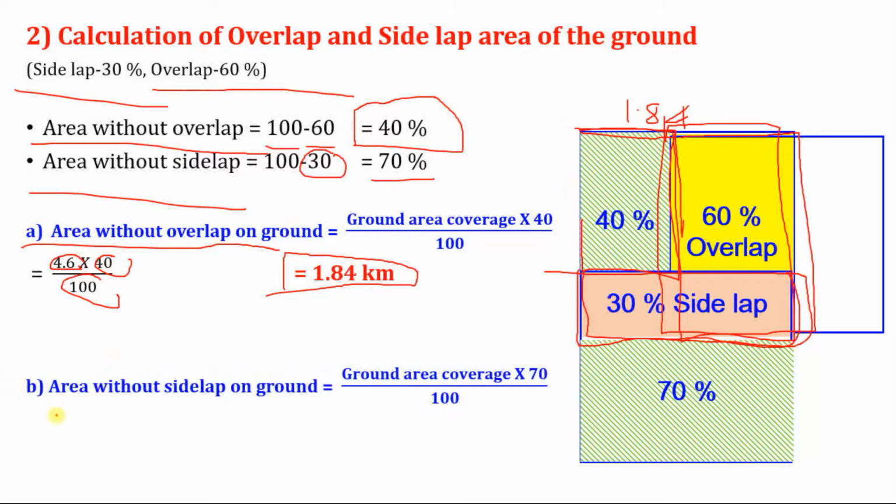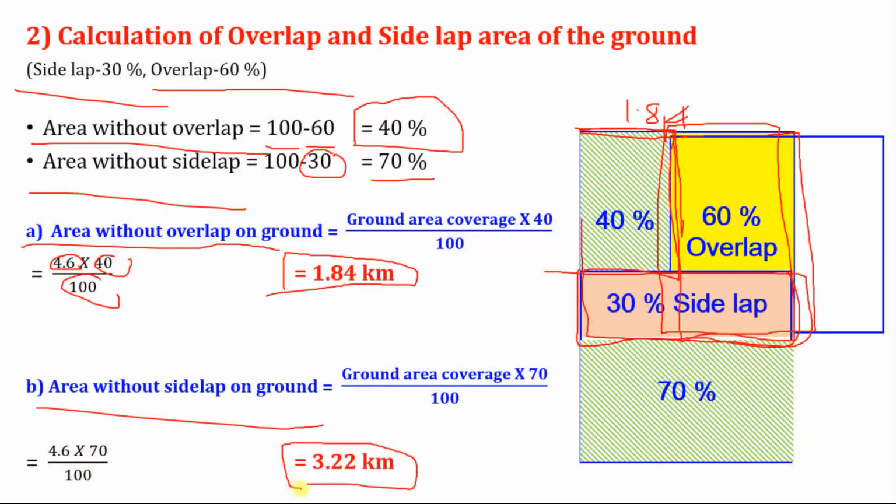Next, area without side lap on ground: ground area coverage into 70 upon 100. 4.6 kilometers ground area coverage into 70 upon 100 is equal to 3.22 kilometers. This is the 3.22 kilometers.